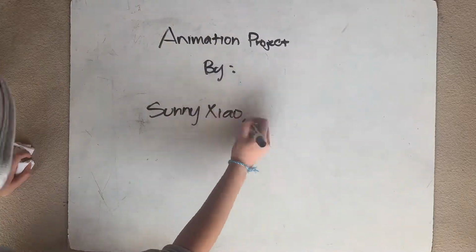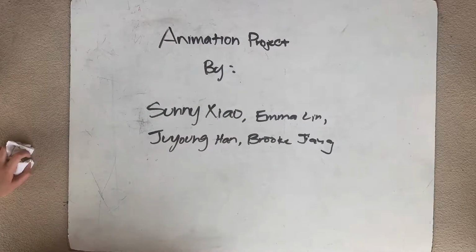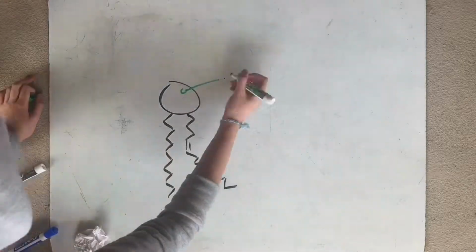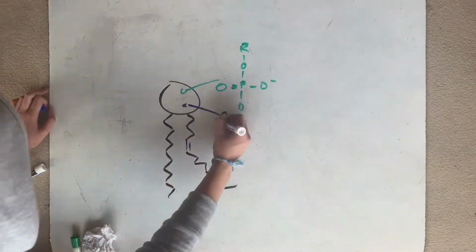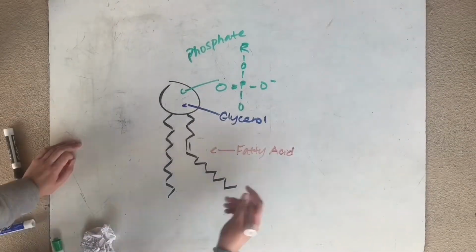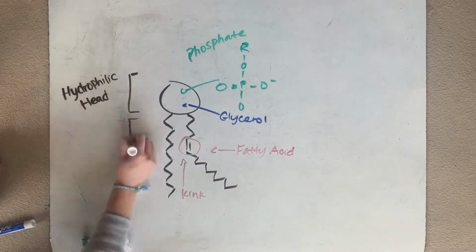This is our cell membrane structure, permeability, and transport animation project. This is a phospholipid. The head, which consists of a phosphate group, is both polar and hydrophilic. The hydrophobic tails consist of fatty acids, which are made of hydrocarbons.